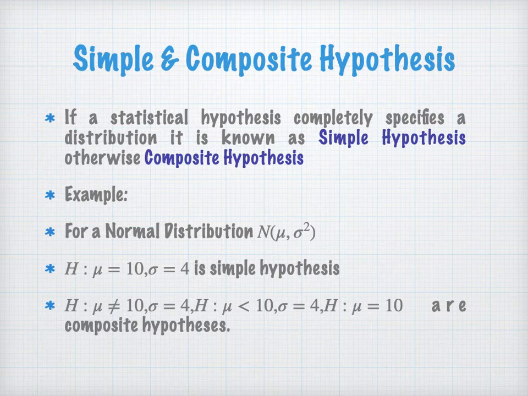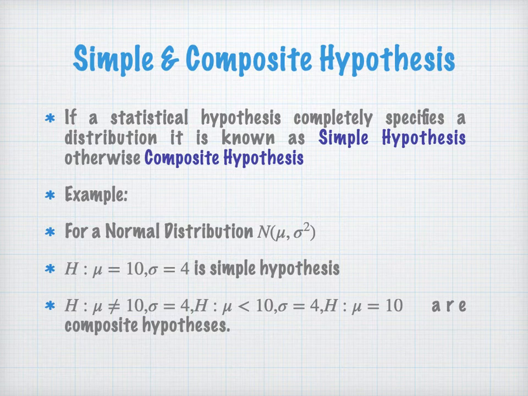But in the last hypothesis given, which is an example of the composite hypothesis, mu is not specified. Instead, it is just said that mu is not equal to 10. The next hypothesis is mu less than 10 and sigma is equal to 4. Mu less than 10 means mu takes a value which is less than 10, but we don't know what the value of mu is. But sigma is equal to 4 is given.